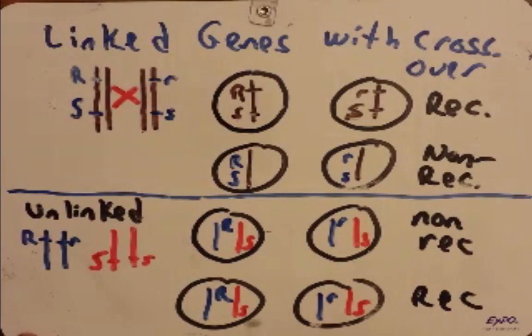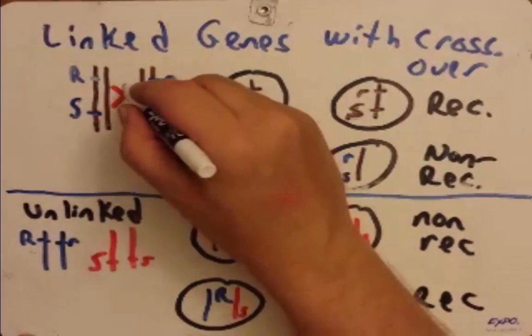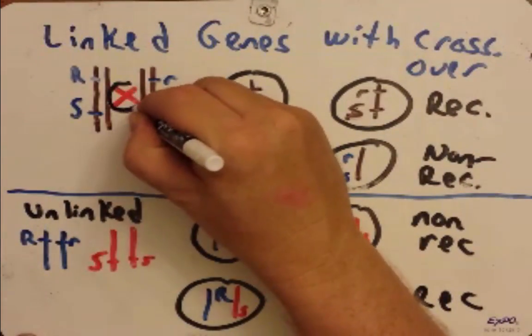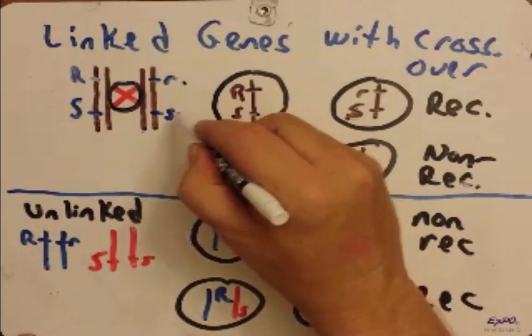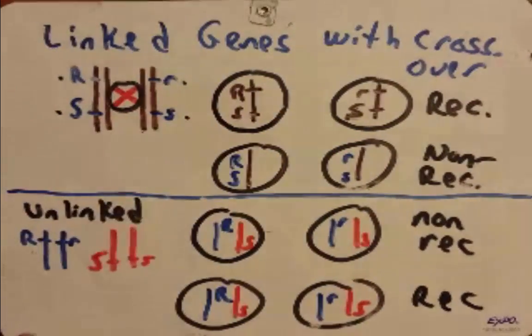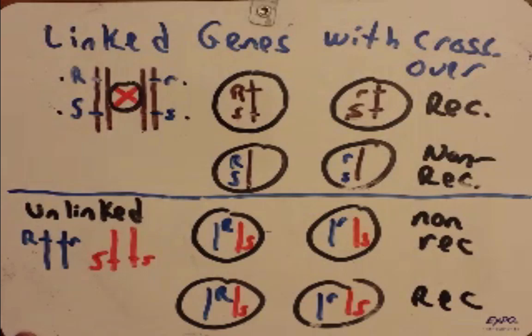And we can tell them apart because remember what I told you at the beginning, that this crossing over event in between the 2 genes we're looking at doesn't always happen. In fact, it's rare that it's going to happen between the 2 genes you're looking at.